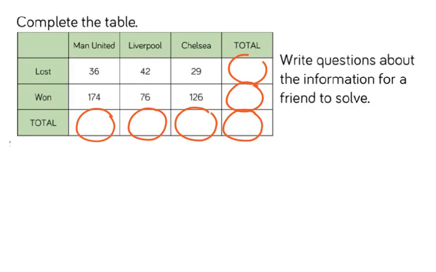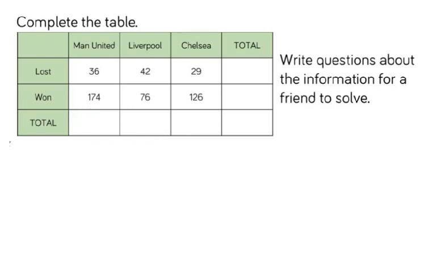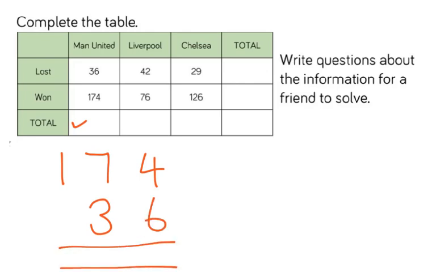I'll just look at one example here. Let's just focus on this row here. You're looking at that total, looking at how many games Manchester United have lost and how many they've won. So how many games have they played in total? It's 174 plus 36. Think about the methods you know for addition. Some of you will be able to do that mentally, I imagine, but it's always good to check your answers using column addition. That would be the method to use there.